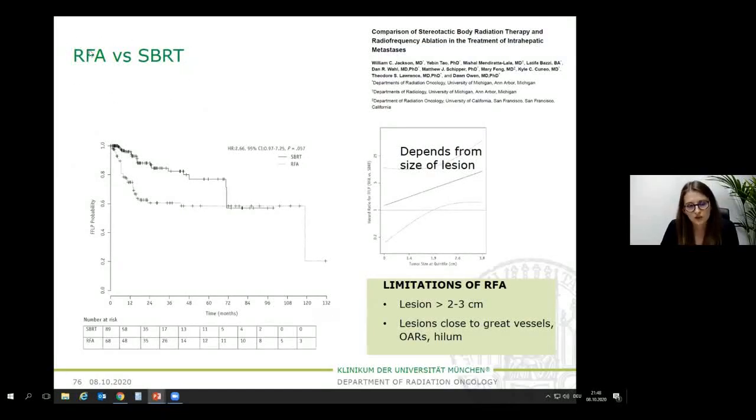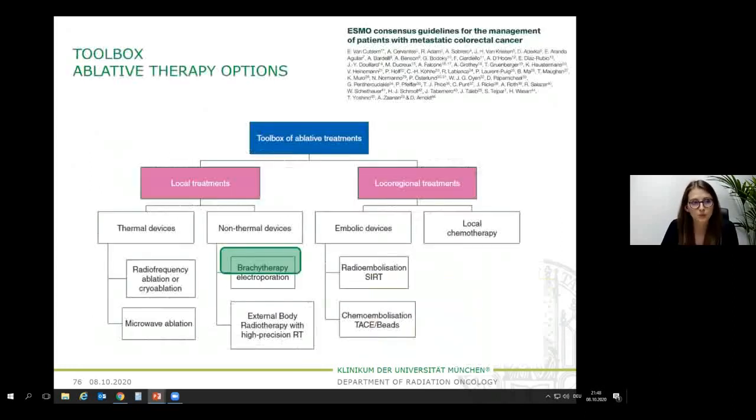RFA, I showed this already before, is only good for limited size, 2 to 3 centimeters, and not if the lesions are close to great vessels. Otherwise, SBRT or brachytherapy would be better. Also here, brachytherapy is already in the guidelines. That's the ESMO guidelines for the treatment of metastatic colorectal cancer.